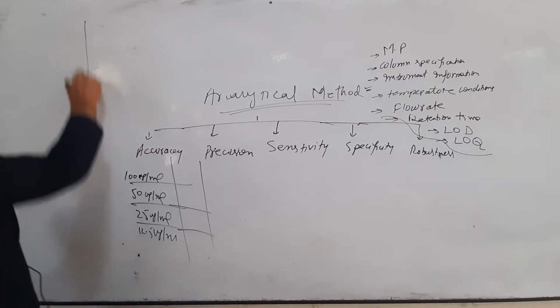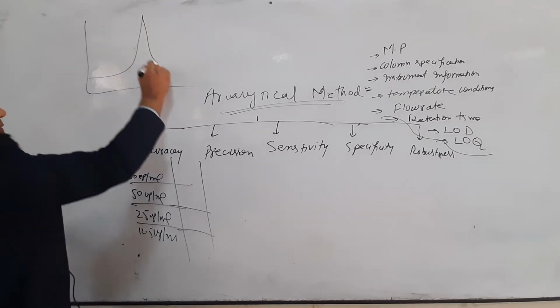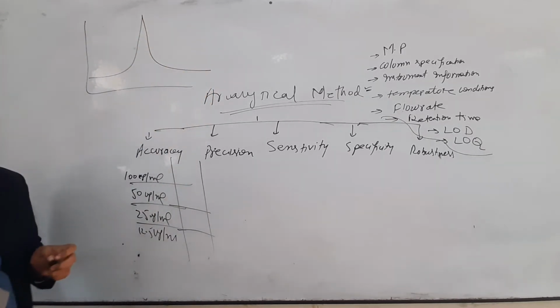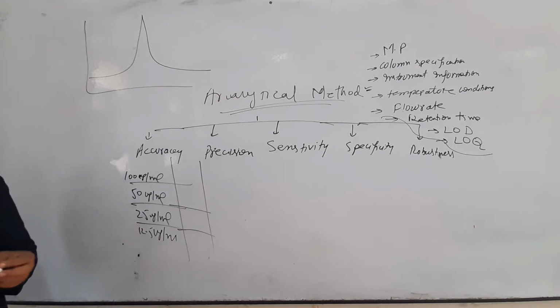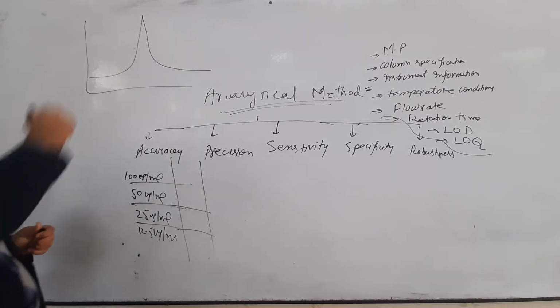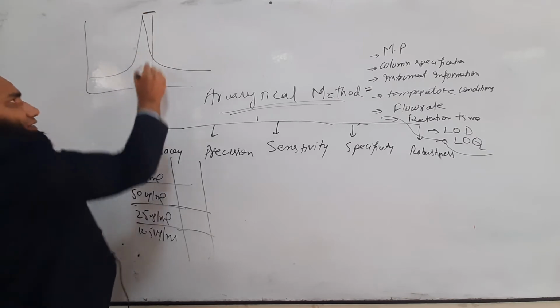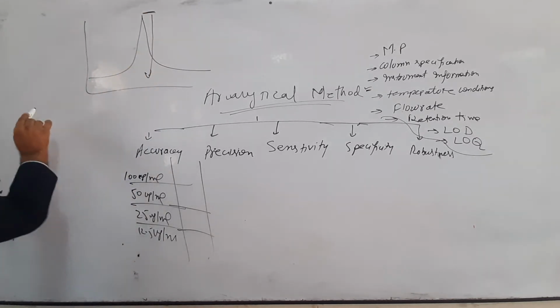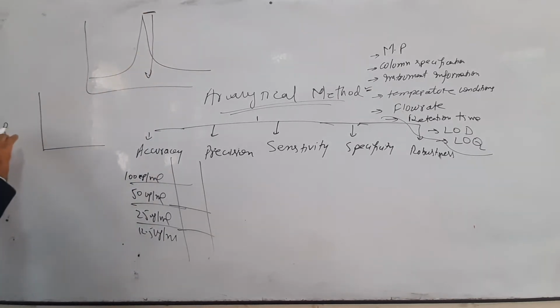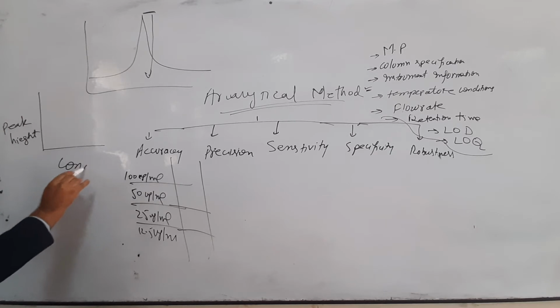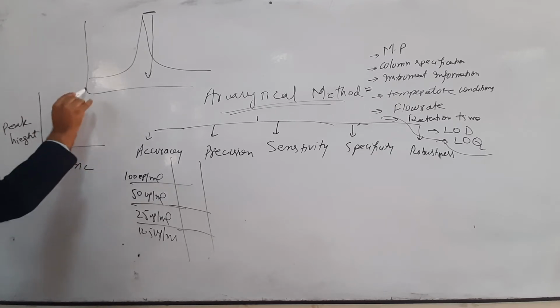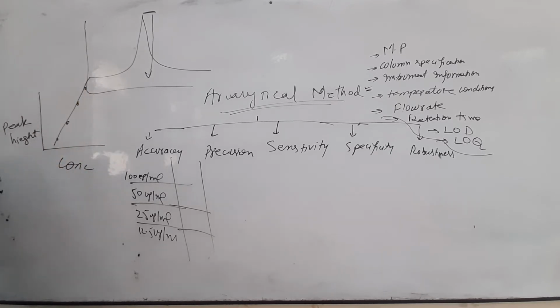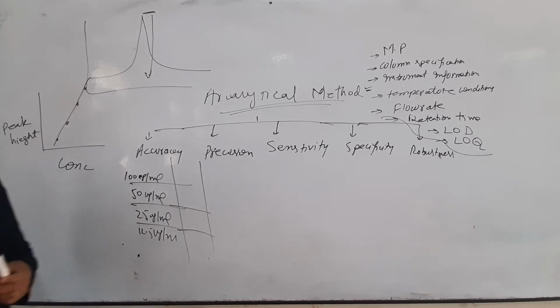Remember, dear students, for example, I have this peak by using the HPLC. So I have three different pieces of information. One information is peak height. So I can make a graph between peak height and concentration. As we increase the concentration, we will get more height of the peak.